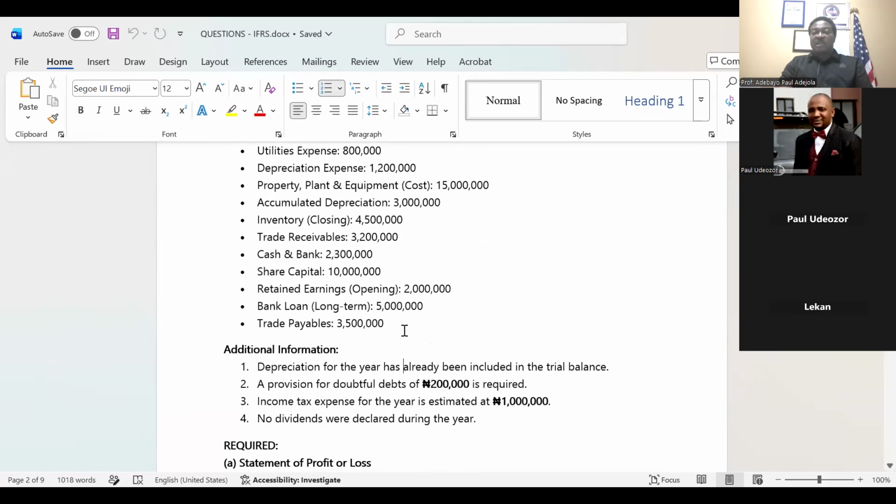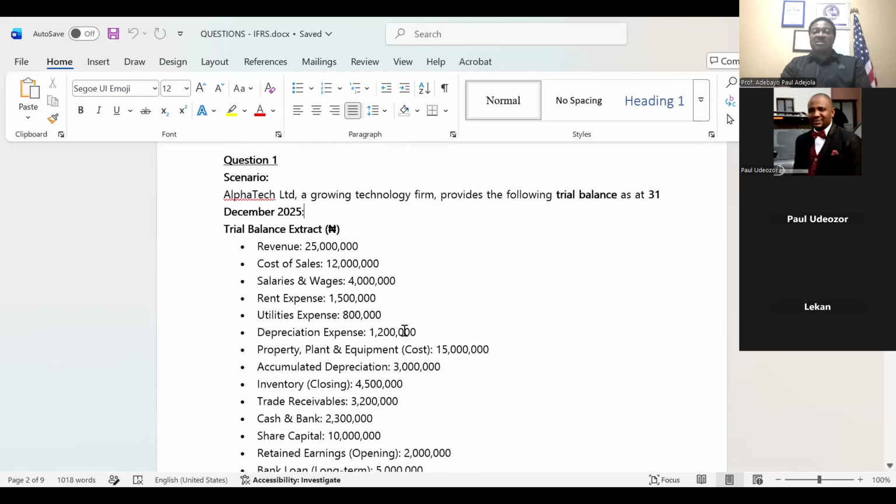Additional information: depreciation for the year has been included in the trial balance. Can you see that? A provision for doubtful debts of 200,000 is required. Income tax expense for the year is estimated at 1 million. No dividends were declared during the year. But let's see something. These are the figures for the trial balance.